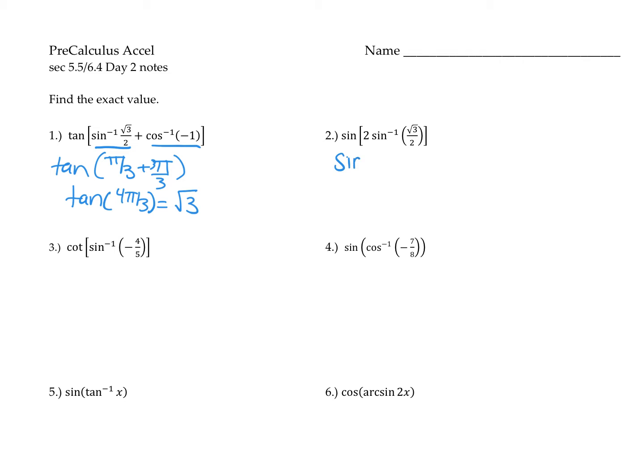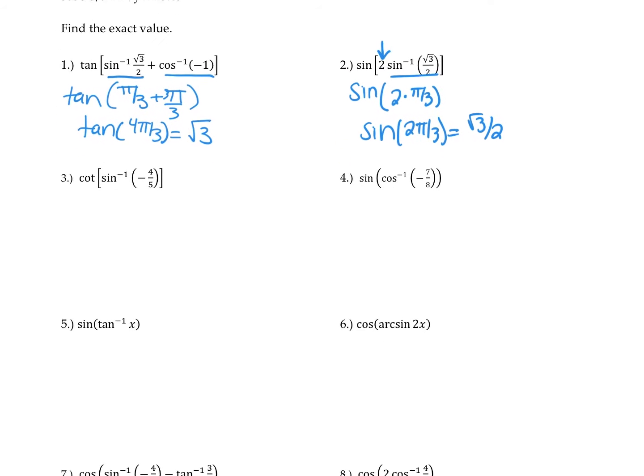Similarly here, I'm going to find the sine inverse of root 3 over 2, which I just found over here, so pi over 3. I'm going to do 2 times that since there was this 2 here. So I'm going to have sine of 2 pi over 3, which is root 3 over 2. All right, so those are unit circle values.